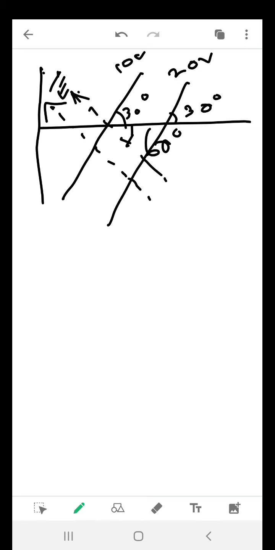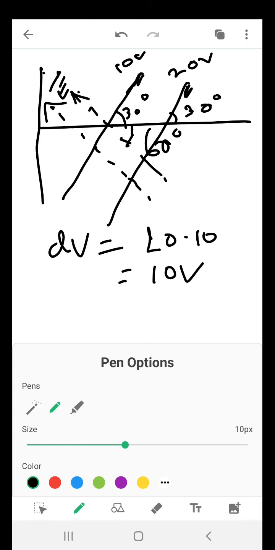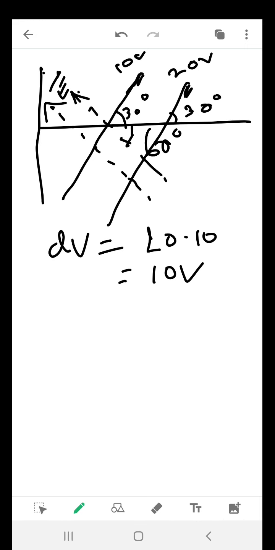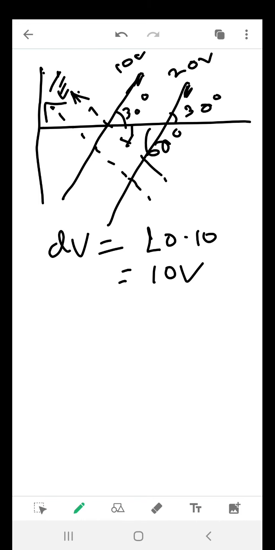You have to compare the two surfaces, two equipotential surfaces. Take this one and take this one. So you have to find the potential difference dV. dV equal to what? 20 minus 10. That means 10 volt is the potential difference. And then the distance between these two equipotential surfaces, this distance.